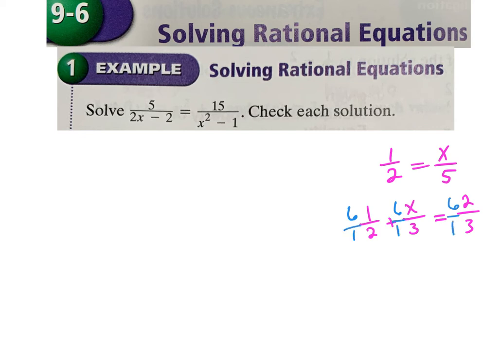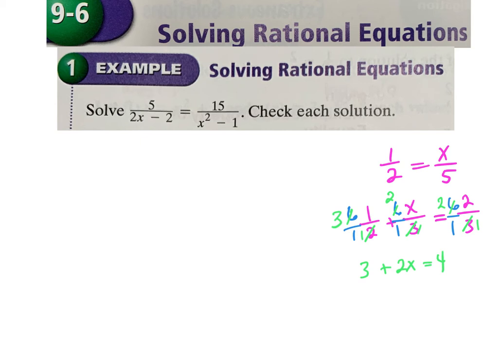What cancels here? The first one, 6 over 1 times 1/2. 2 and 6 cancel, right? What about here? 6 and 3. And then what happens here? 6 and 3. So I'm left with 3 plus 2x equals 4. All of a sudden I have an easier equation to solve. I just got rid of all my fractions, okay?